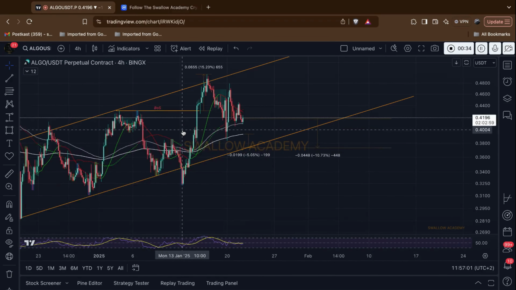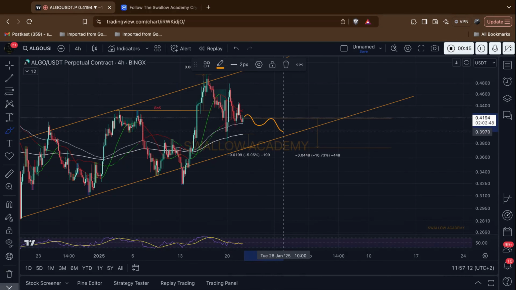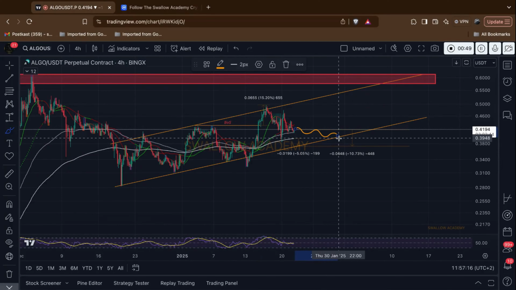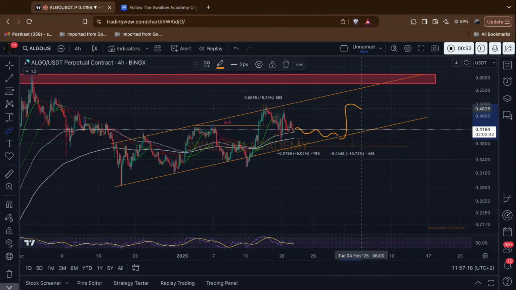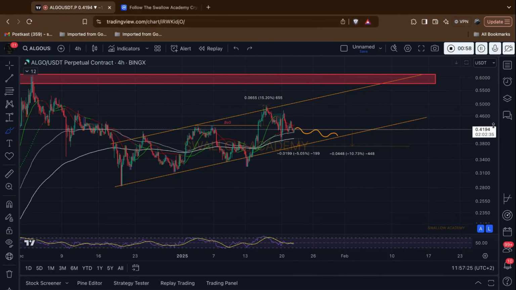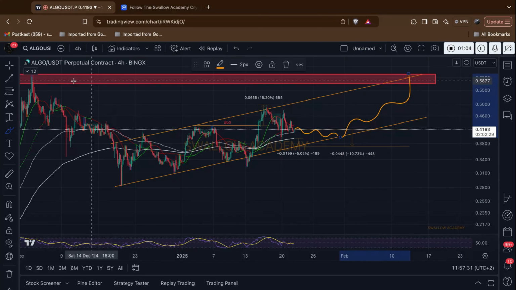Basically, the only movement that we see is moving towards the support zone, then a reversal, and then moving to this upper zone here. So let me put it a little bit better. So movement to the upper zones here, basically towards this zone here.